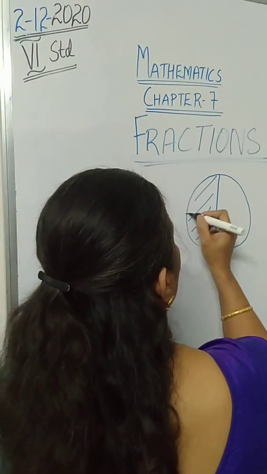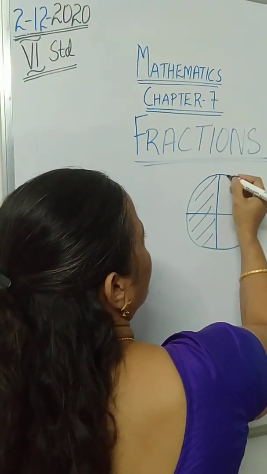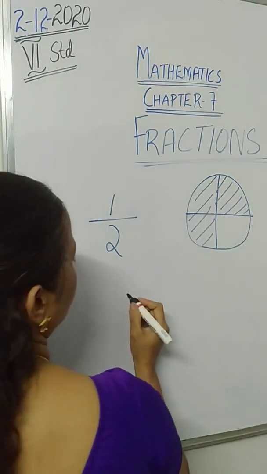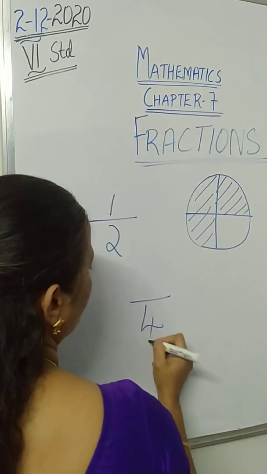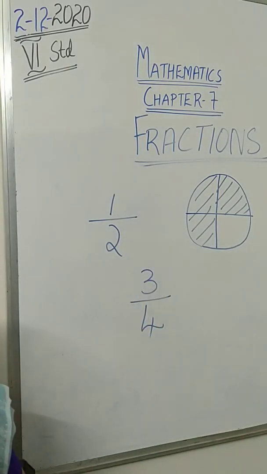The same dosa, if it is made into 4 equal parts, and if she has had 3 parts out of it. So how many parts is it made into? It is made into 4 parts. Out of that she had 3 parts. So it is 3 by 4. Okay. This is called a fraction.